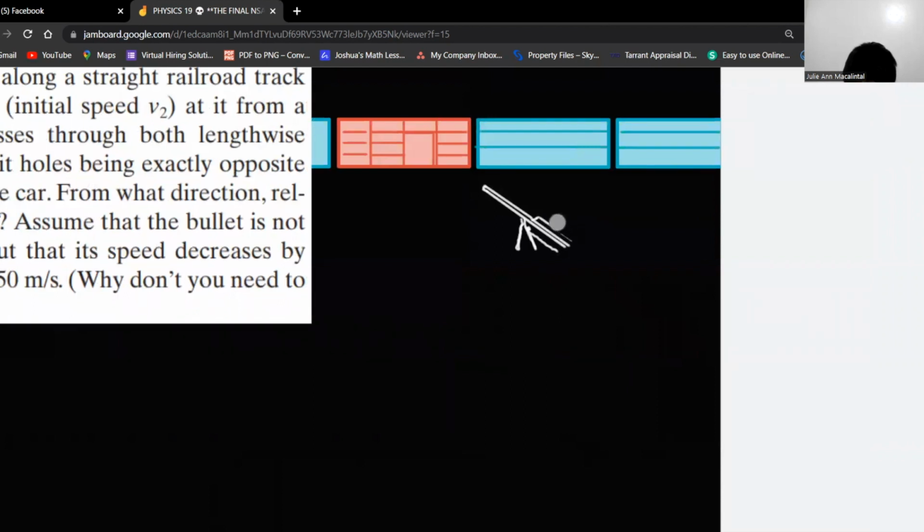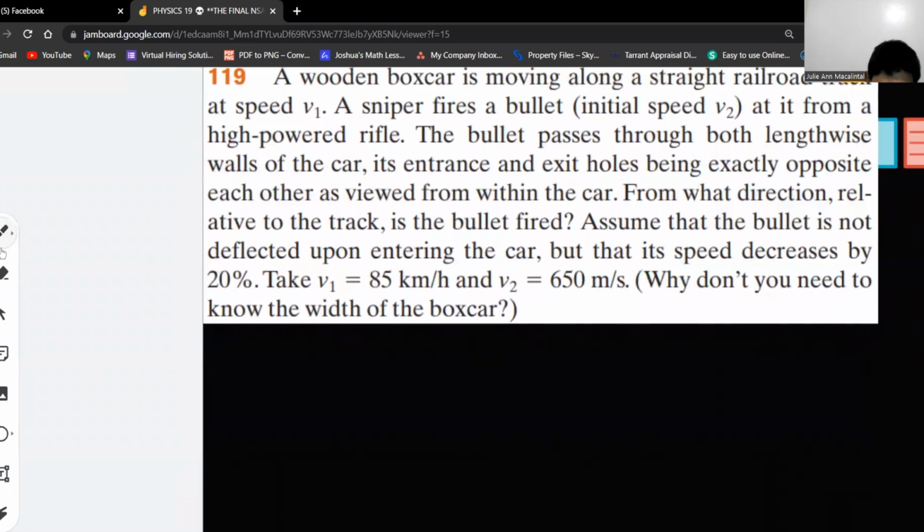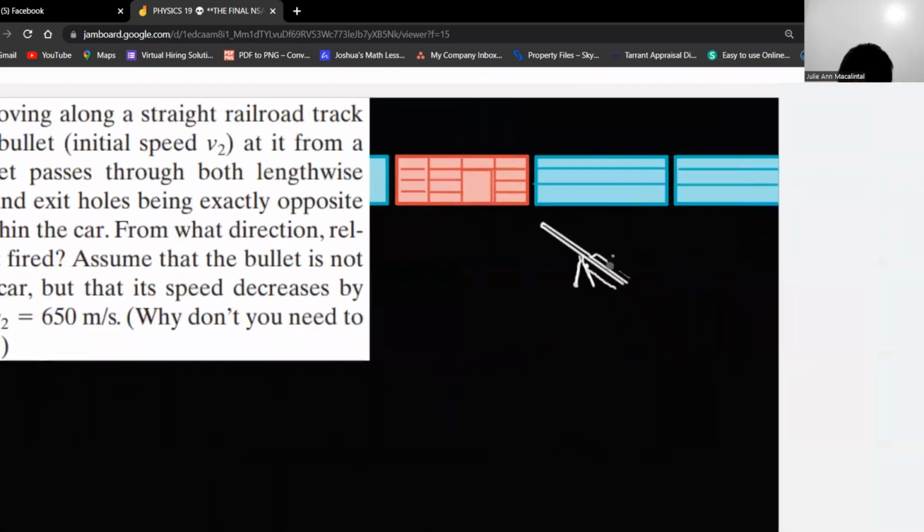Actually, this is the only problem po that I skipped out of all of them, kasi hindi ko po maisip how will I not use the width of the boxcar. Pero I developed to a certain point naman. Both lengthwise exactly opposite each other. So if it's exactly opposite, it has to be shot from an angle.